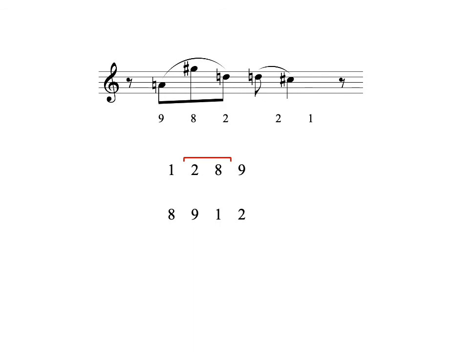And if you want to turn that into a generic set, you zero it down and subtract 8 from everything to get 0, 1, 5, 6. Hey, I think we know that one, don't we? From Webern.